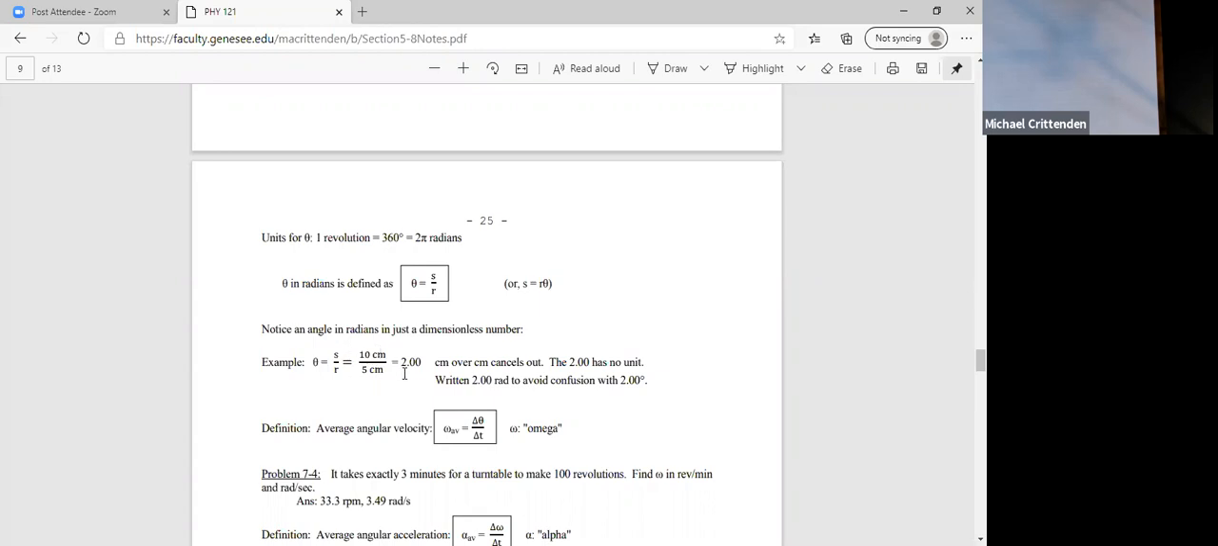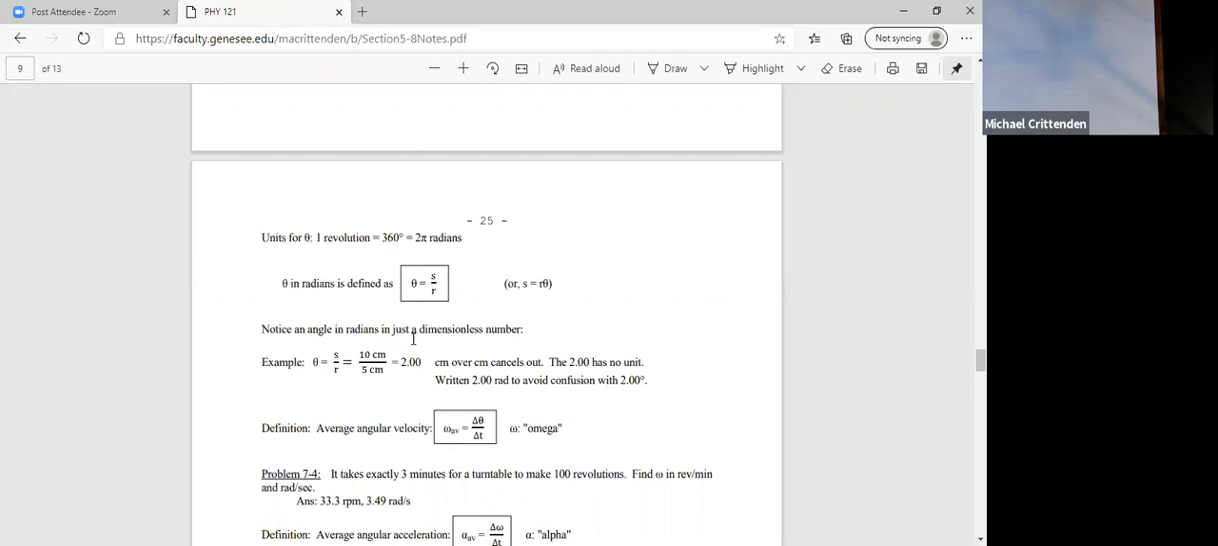10 centimeters over 5 centimeters. 10 over 5 is 2, but the point here is the units rather than the numbers. Notice centimeters over centimeters cancels out. It's just a 2 with no units on it. It's a dimensionless ratio. And I think I mentioned this before because a friction coefficient is another example of a dimensionless number. Mu equals F over N. You've got newtons divided by newtons. There again, it's a number without a unit.